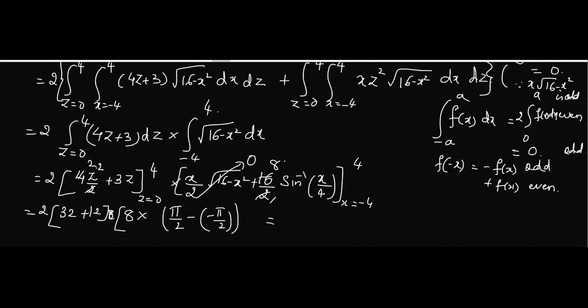Tell me the value. 32 plus 12 is, I think, 44. 44 into 16 into pi is 704 pi. Yes, it is 704 pi. 16 is 8 into 2, no? 8 times 16, yeah. Hopefully all are getting the same answer.